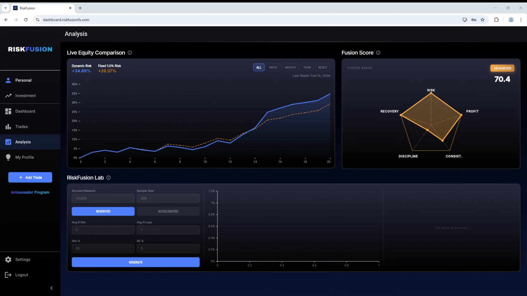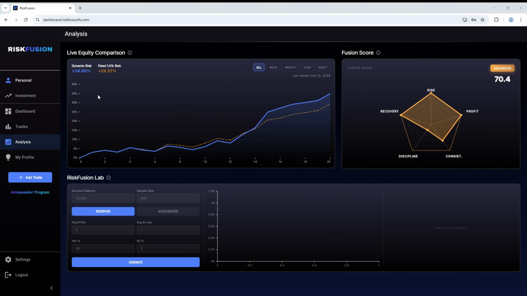Okay, so now going through the analysis page. On here, you're going to get a few different metrics looking at how you've been performing. Up the top here, we've got the live equity curve. What this does is it compares your current performance with a fixed risk example.